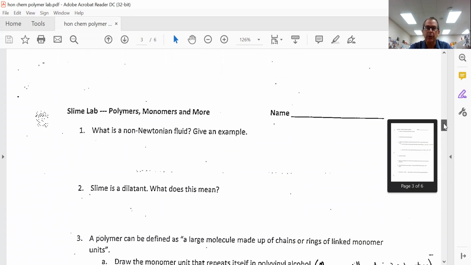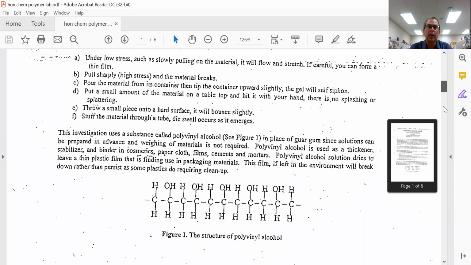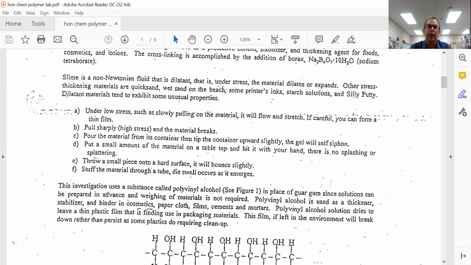Okay, next thing I'm going to do is maybe talk about that a little bit, where it talks about slime being a non-Newtonian fluid and that is a dilatant. Okay, so it says it is a dilatant. And what does that mean? Under low stress, such as pulling, the material will flow and stretch. So if I look at this, is it a liquid or a solid? Well, it seems to be thicker than a liquid, but not as thick as a solid. So it flows, but it flows slowly. This is kind of just flattened out, laying on the table, and it will continue to do so. So under low stress, it just kind of keeps flowing and stretching.